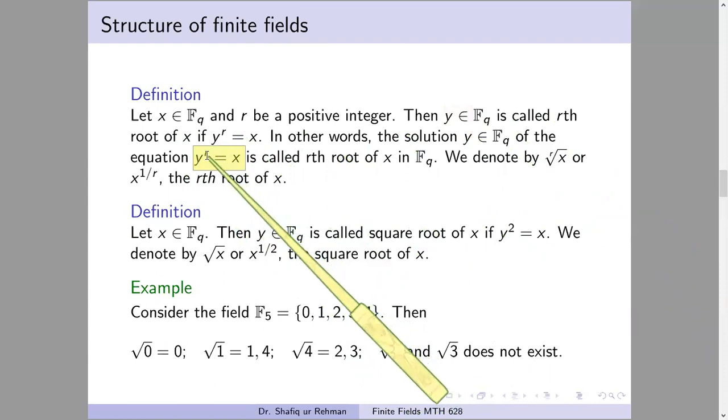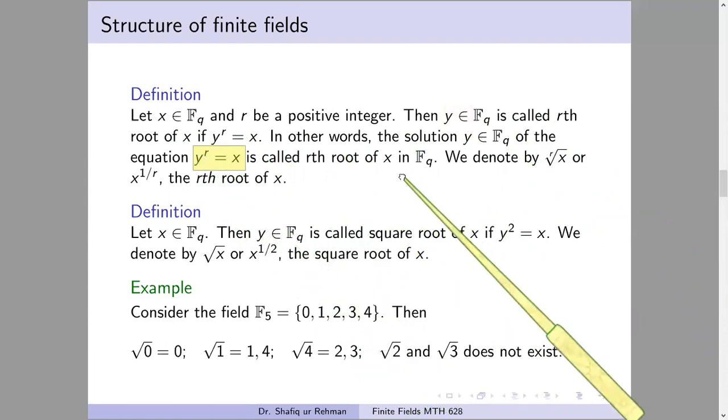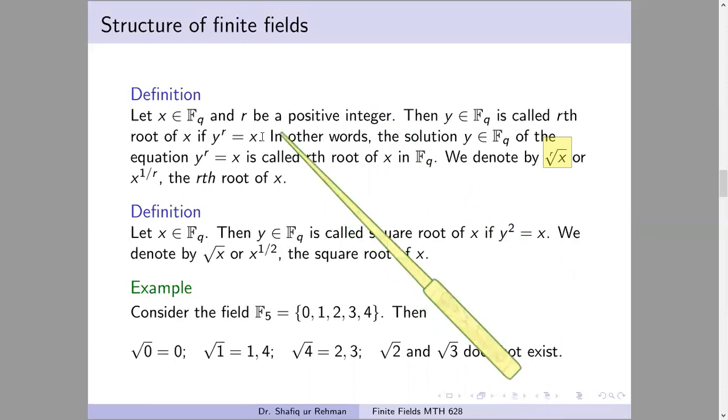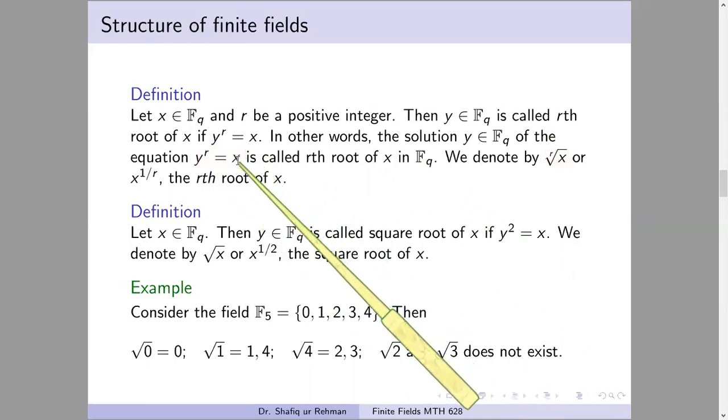And if r is 2, it will be a square root. If r is 3, it will be a cube root. If r is 4, it will be a fourth root. And we denote it by this symbol for simplicity. This symbol will denote all the rth roots of the element x. So what is meant by rth root? The rth roots of the given element x are those elements which satisfy this relation.